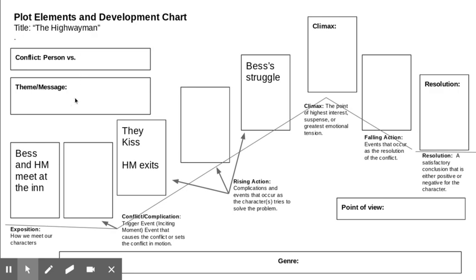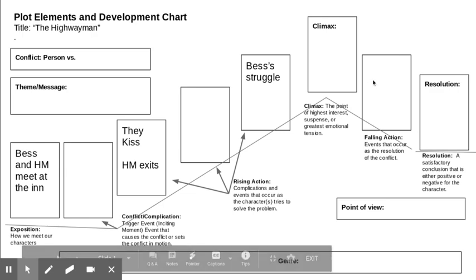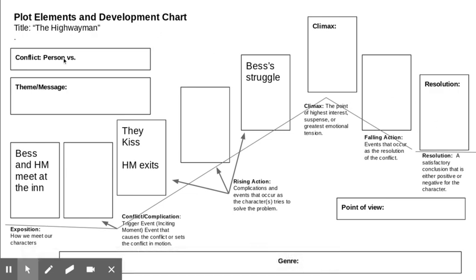So I'm going to pause, and I'd love for you to take probably between 5 to 10 minutes to identify the complicating moment, this piece of rising action, the climax, falling, and resolution, and then think about conflict and theme, and then we'll discuss. Good work.